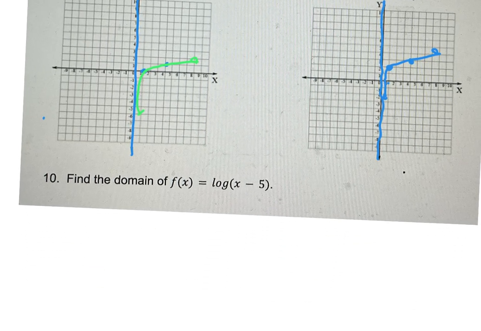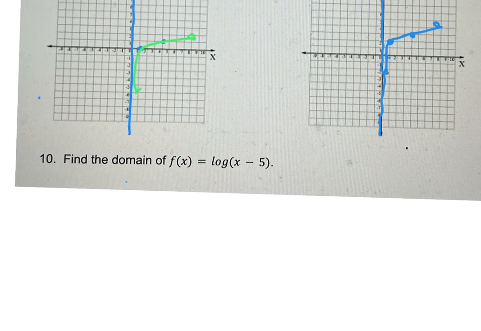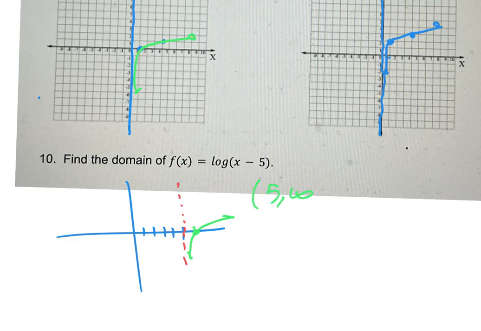All right, number 10, find the domain of this. Now if I were to graph that, which you don't really have to, the x minus 5 means we're going right 5, which takes your asymptote all the way over to 5, and your first point's going to be here. So what's the domain? It goes from 5, doesn't touch 5, and it goes forever. Whatever the shift is, whatever your asymptote is, that's going to be your domain.